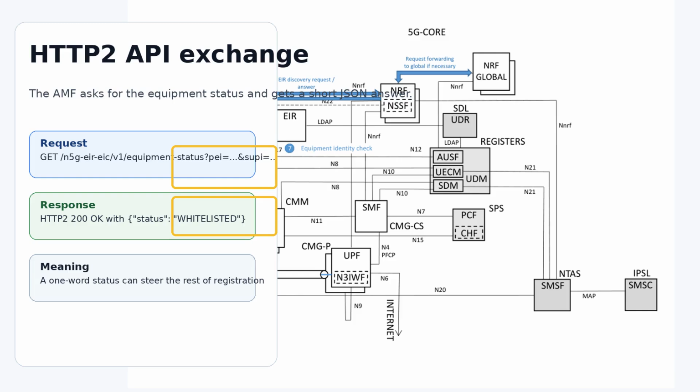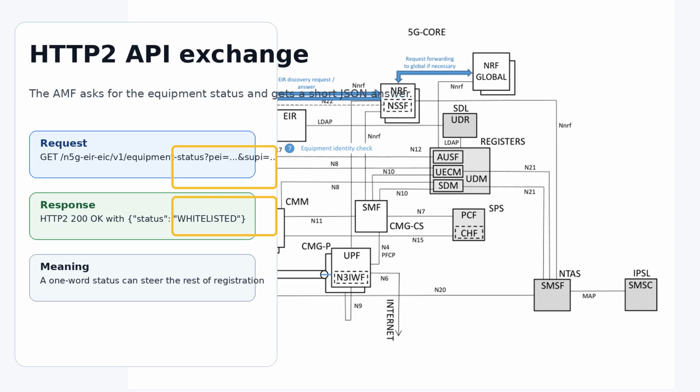The page gives us the concrete API shape. The AMF sends an HTTP2 GET request to the EIR endpoint, /n5g-e-EIR-EIC/v1/equipment-status. The query includes the PEI and the SUPI. So the request is saying, in effect, here is the device, here is the subscriber, now tell me the equipment status. That pairing is important.